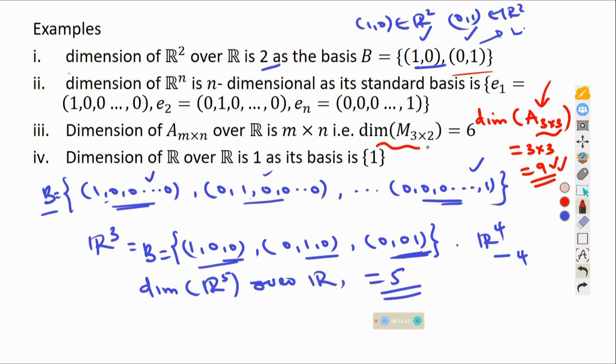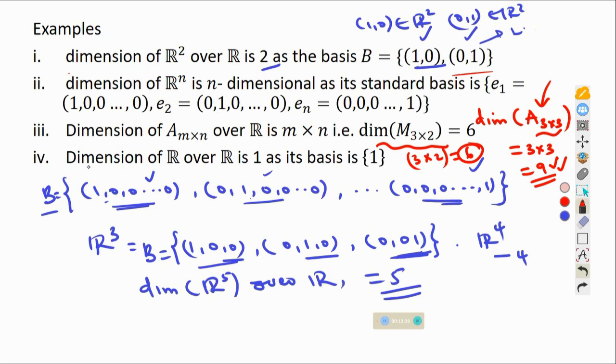So we have taken an example here, the dimension of M3, that is, the dimension of the vector space consisting of 3 by 2 matrices. The dimension of a vector space consisting of 3 by 2 matrices is simply obtained by multiplying. So if we are considering 3 by 2 matrices and we want to know the dimension of the vector space, then we simply get 3 times 2, which will give us 6. So that is for the matrix space.